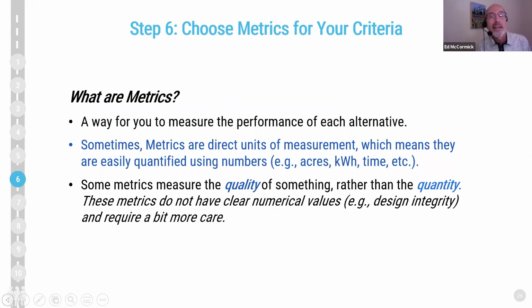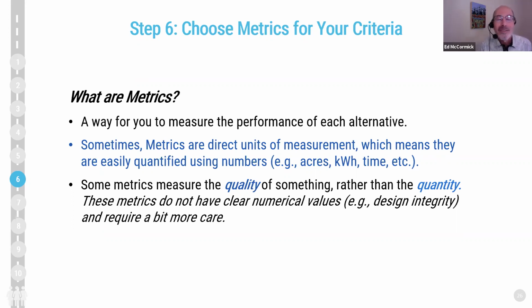Okay, so now we're getting down to where the rubber meets the road, where you're choosing metrics for each of those criteria. And this is a way for you to directly measure the performance of each alternative. Many of these metrics are direct units of measurement, easily quantified using numbers. Examples there, whether it's acres, kilowatt hours, units of time. These are, frankly, the easiest metrics. It could be, say, in one case, the reduction of nitrogen.